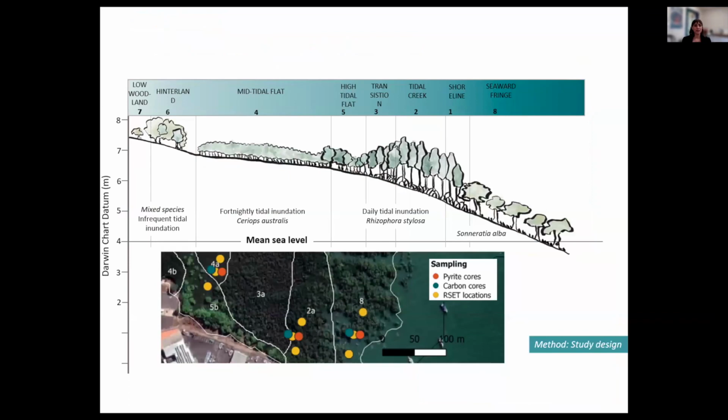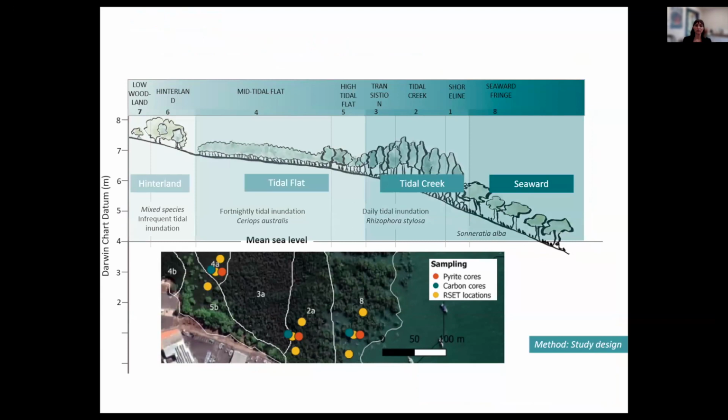So Darwin Harbour has a macrotidal range of over 8 metres, and this has led to the development of a wide mangrove forest forming parallel bands of floristic assemblages. This pattern is driven in part by the hydroperiod. So RSETs as well as sediment cores have been taken across the tidal profile, and I've grouped these into 4 broad functional groups. This represents some detailed spatial resolution to the geomorphic and ecological processes at work in the Darwin Harbour mangroves.